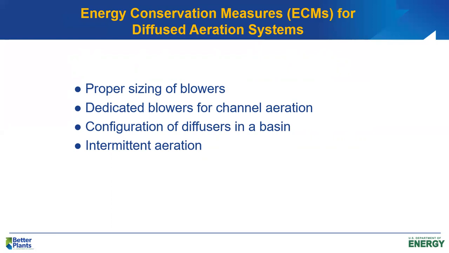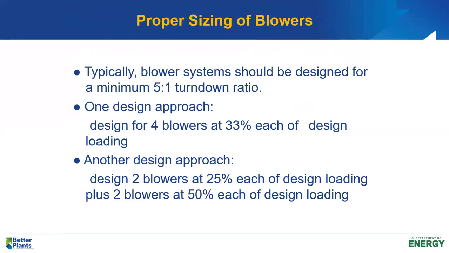And then sometimes we can use intermittent aeration, turning blowers on and off. That's not always ideal, but occasionally can be done. A better way is to provide a DO control system where we actually control possibly the speed of the blowers, the settings of the intake vanes going into the blowers, and the diffusers on the outlet side of the blower. So we'll talk more about that later. So typically, blower systems should be designed for a turndown ratio of about 5 to 1.